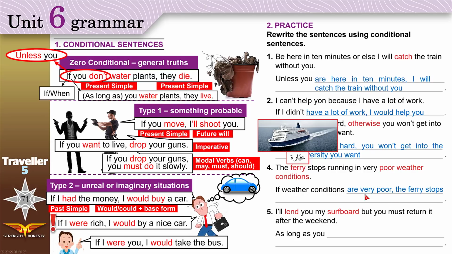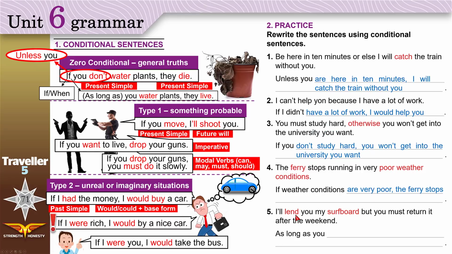Present simple, present simple. Five: I'll lend you my surfboard. Lend means I'll give you for a short period of time and then you'll have to give it back. This thing is a surfboard, but you must return it after the weekend. Look, future will, we will use type 1 situation. As long as you return it after the weekend, I will lend you my surfboard.